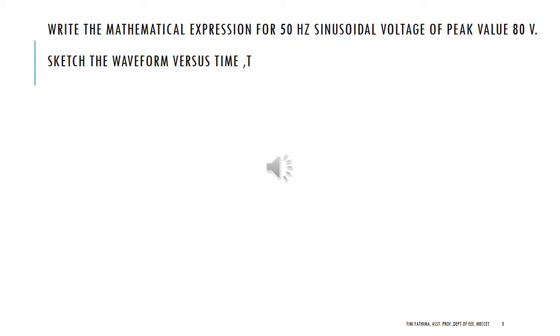So we have to find it out for different time periods. So what will be the frequency? It is 50 Hz. So one cycle it will be 20 millisecond. So half cycle it will be 10 millisecond, and 90 degree it will be at 5 millisecond. We can draw like this.